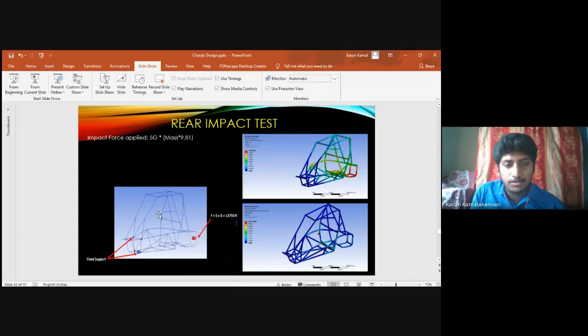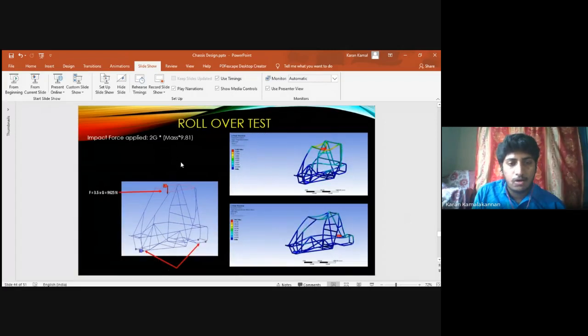And the rear impact also, it is the vice versa of the front impact. This is the same as 5G. And a rollover also. A rollover is a very rare criterion from a solar vehicle perspective. For an ATV, it is a more frequent thing. So we will be giving the 2G force for that. You can see from the deformation how the material will deform upon the load.